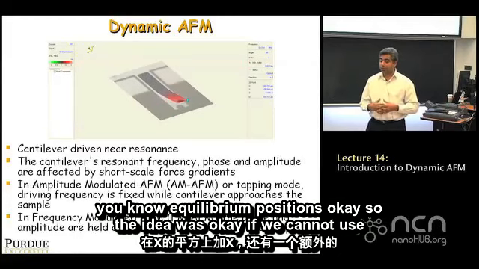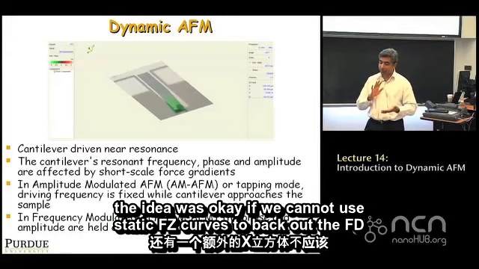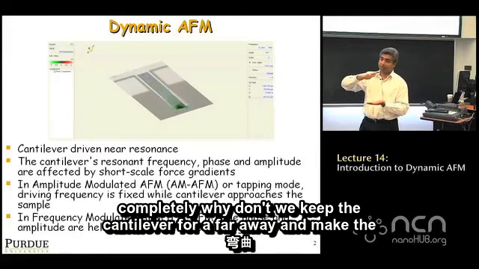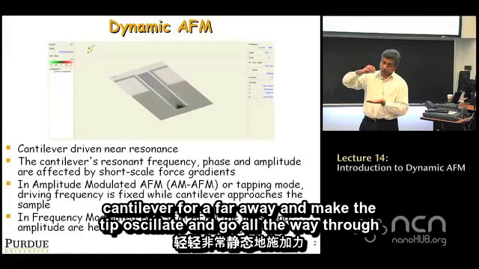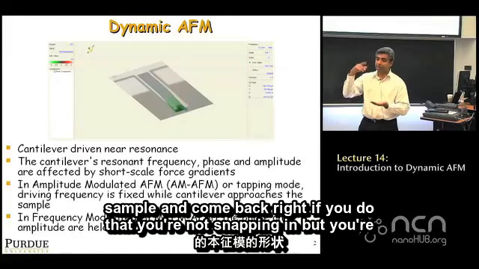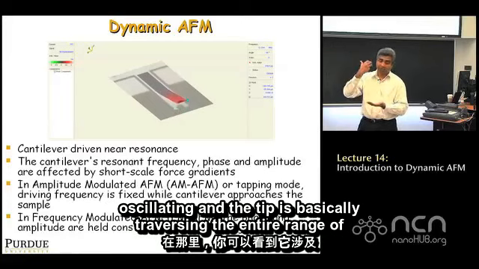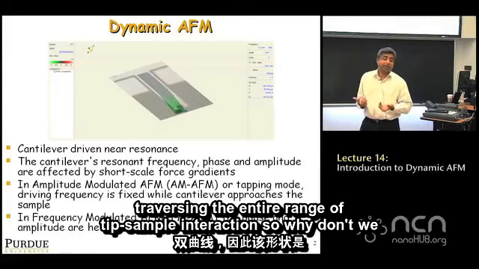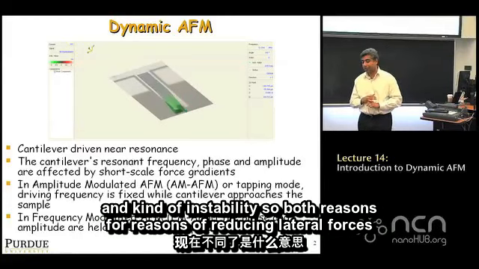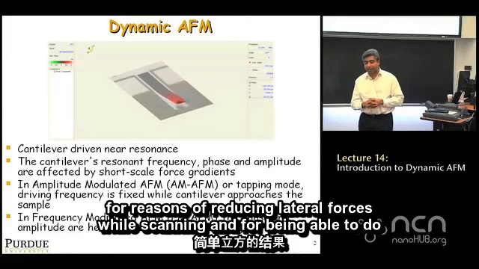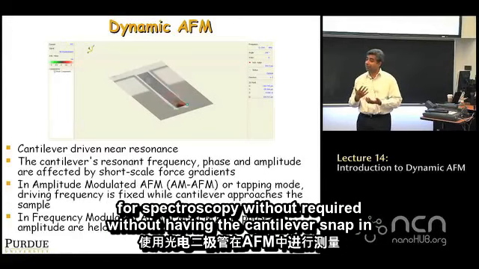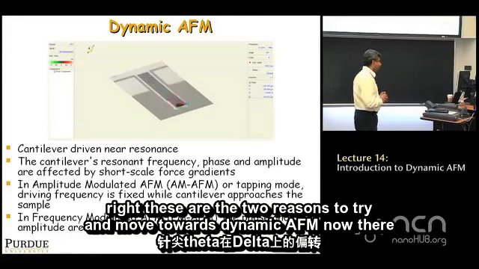So the idea was, okay, if we cannot use static FZ curves to back out the FD completely, why don't we keep the cantilever far away and make the tip oscillate and go all the way through the interaction potential, tap on a sample and come back, right? If you do that, you're not snapping in, but you're oscillating, and the tip is basically traversing the entire range of tip-sample interaction. So why don't we do that instead? So we avoid the snapping-in kind of instability. Okay? So both for reasons of reducing lateral forces while scanning, and for being able to do force spectroscopy without having the cantilever snap in, right? These are the two reasons to try and move towards dynamic AFM.